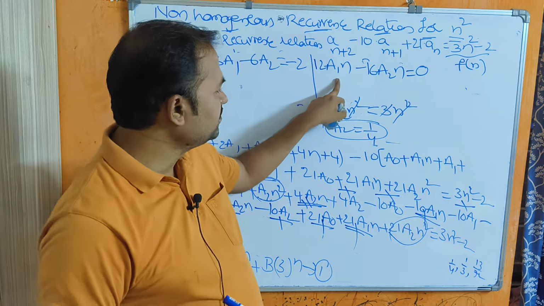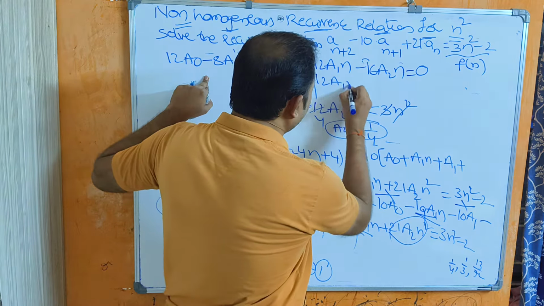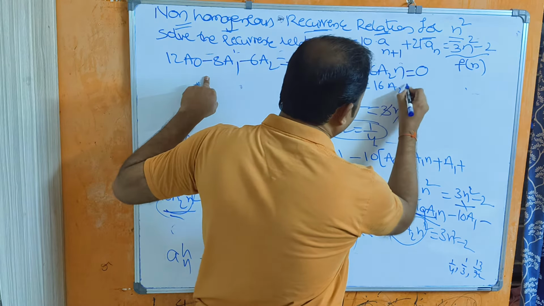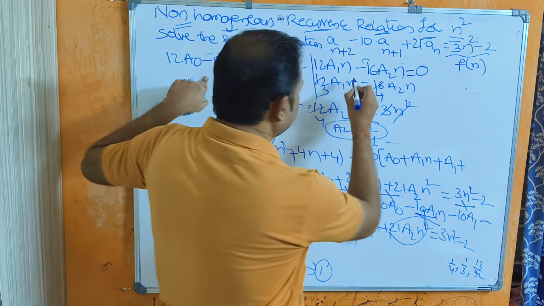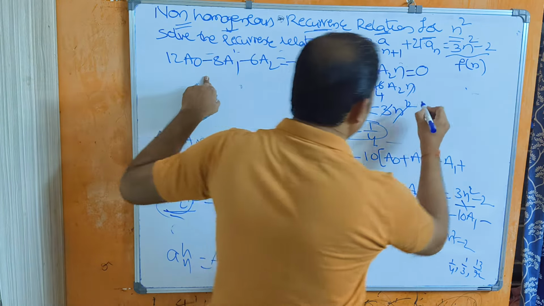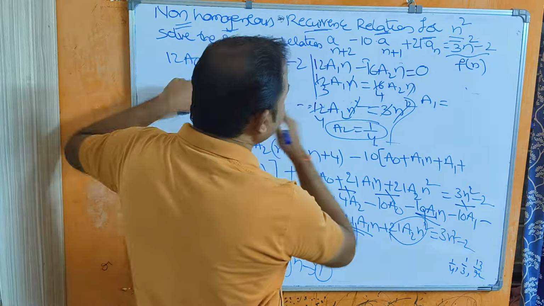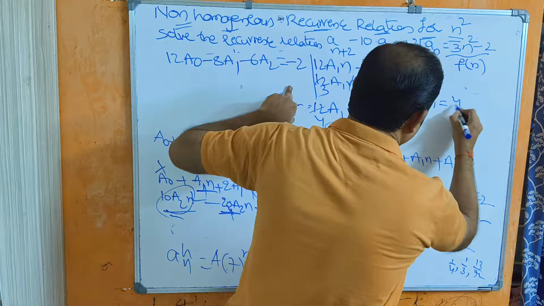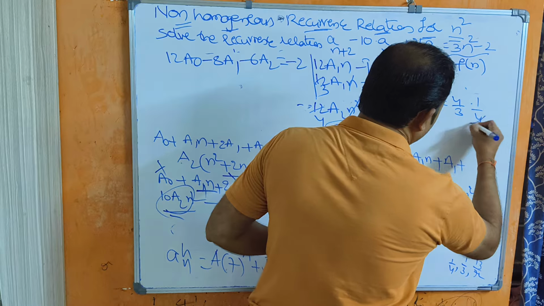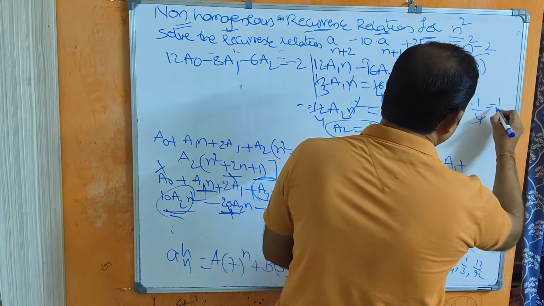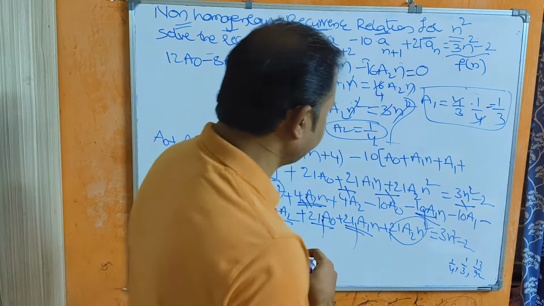Next, based on the A2 value, we can find the A1 value. So 12 into A1n equal to, we can write as 16 into A2n. So 4 3s are 12, 4 4s are 16. This n is cancelled. So we can write A1 equals 4 by 3 into A2. What is A2? 1 by 4. So 4 will be cancelled. So what is the A1 value? 1 by 3. A1 is 1 by 3. A2 is 1 by 4.